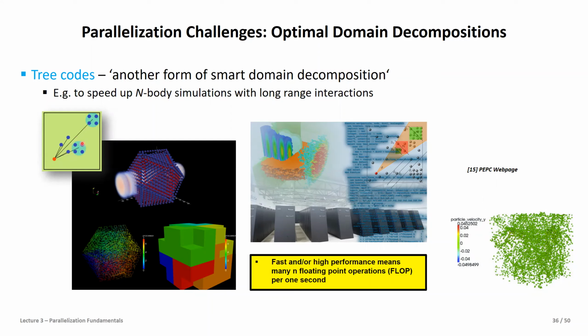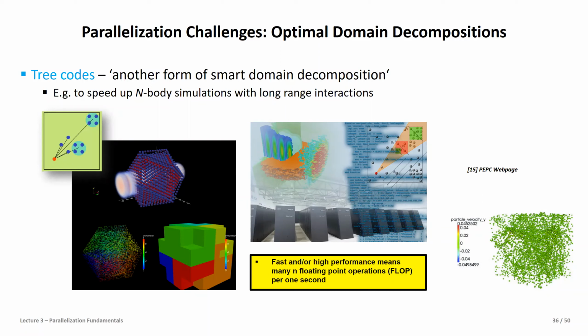I'm okay if I have the long range interaction perhaps not so precisely computed. And the same is true here. This of course saves you a little bit in terms of computing, but also the domain decomposition in this regard, of course, will look different.